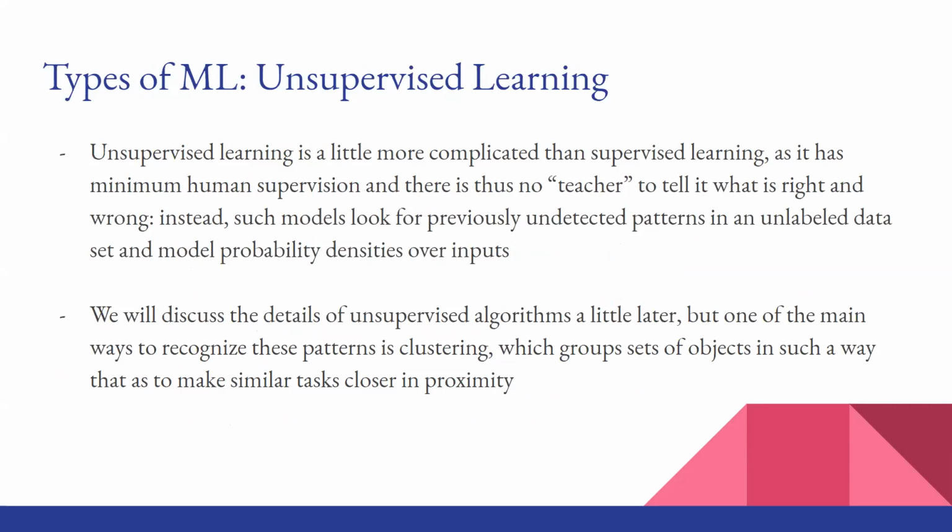Now, next, unsupervised learning is a little more complicated than supervised learning, as it has minimum human supervision, and there is thus no teacher to tell it what is right and wrong. Instead, such models look for previously undetected patterns in an unlabeled dataset and model probability densities over inputs. So they use probability to learn what to do.